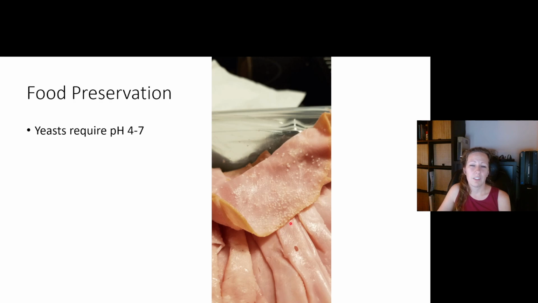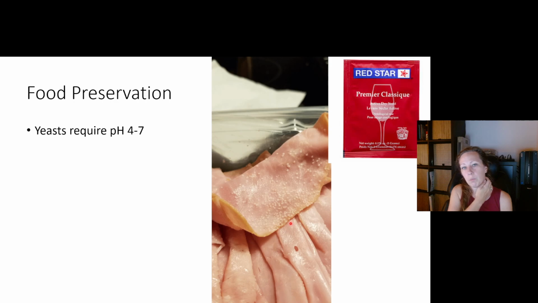If you've ever seen that, it's not dangerous. It's spoilage. It wouldn't hurt you if you ate it. It just probably wouldn't necessarily taste that great. But this meat is that great pH for yeast, and so it will grow on it. And then of course we use yeast for winemaking. And so it's good to know what pH you need to be at, because if you get below that, your yeast aren't going to grow and aren't going to do what you are desiring.